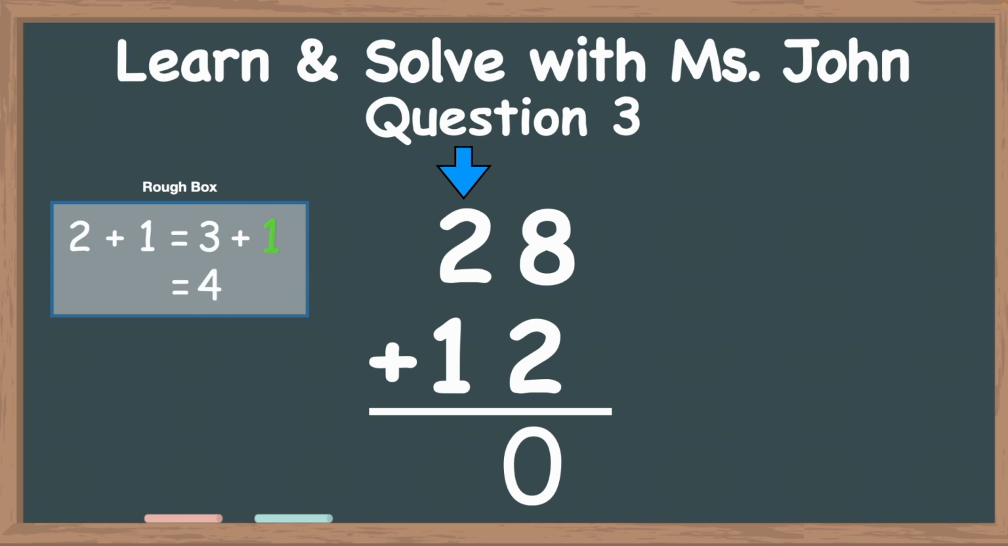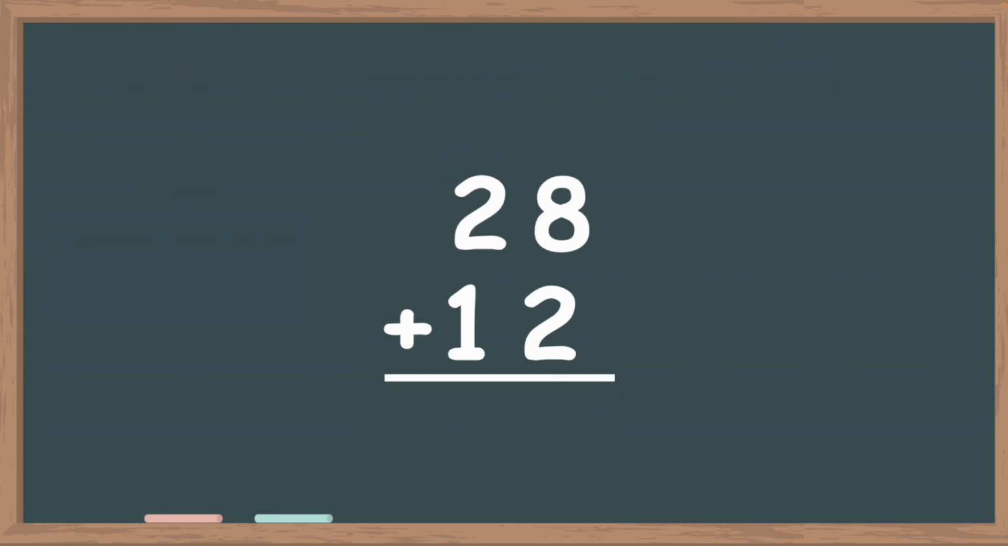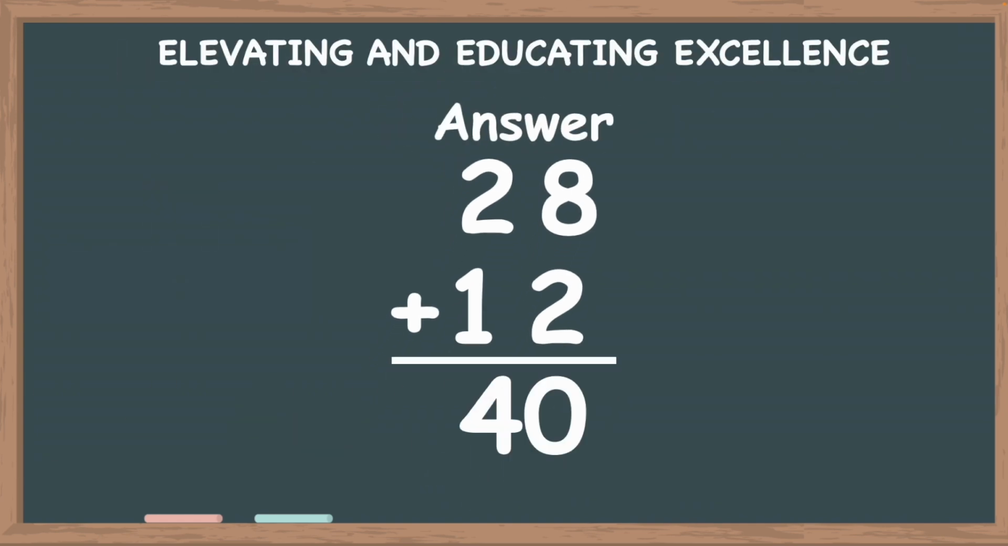Now we're going to put 4 in the tens column of the answer section. 28 plus 12 equals 40. Again, 28 plus 12 equals 40.